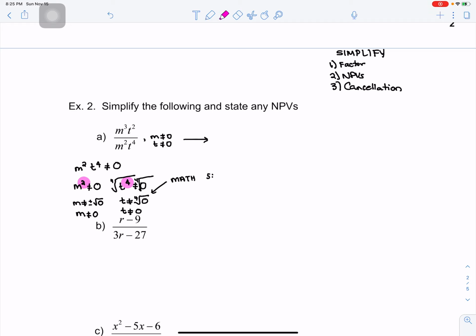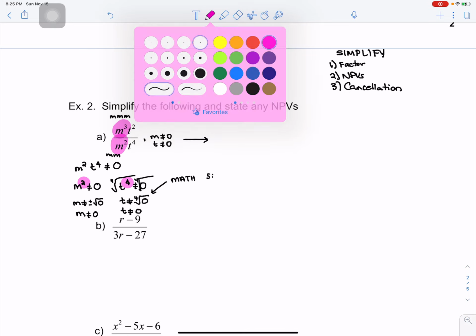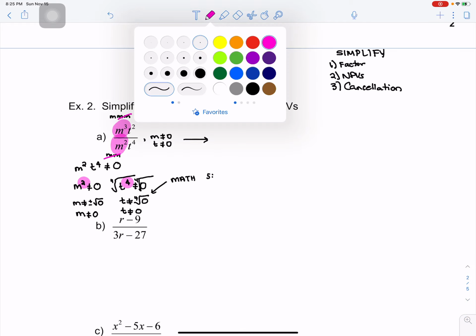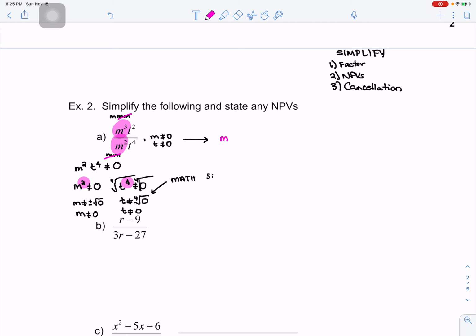I'm going to look at my m's. I have m on top, 1, 2, 3 m's being multiplied out, and I have 2 m's on the bottom. So 2 of them can cancel out with 2 of them. So I'm left with an m on the numerator.